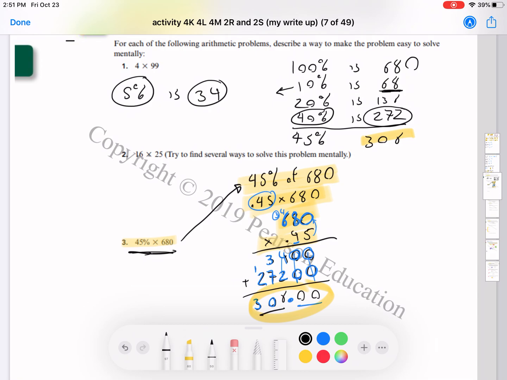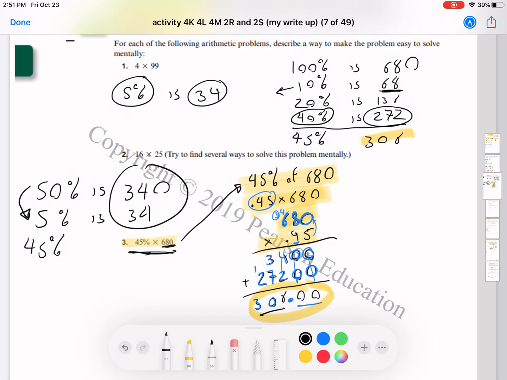Or another way to do this problem, I could say 50% is, now what's 50% of 680? That should be half, so that's 340. Now if I divide both of these by 10, then that says that 5% is 34. But what's 50% take away 5%? That should be 45%. So if I do 340 take away 34, I would get 306. So using our reasoning, we can come up with the same answer, and oftentimes with much less work.